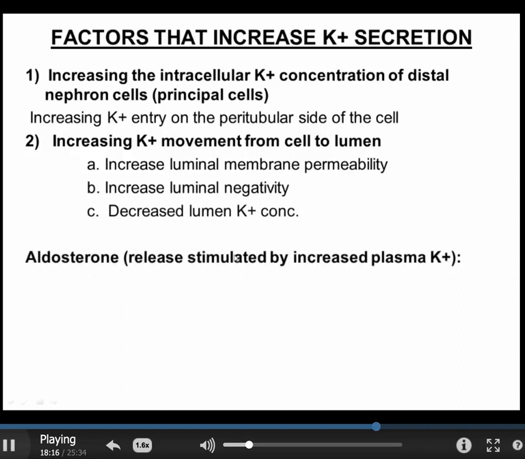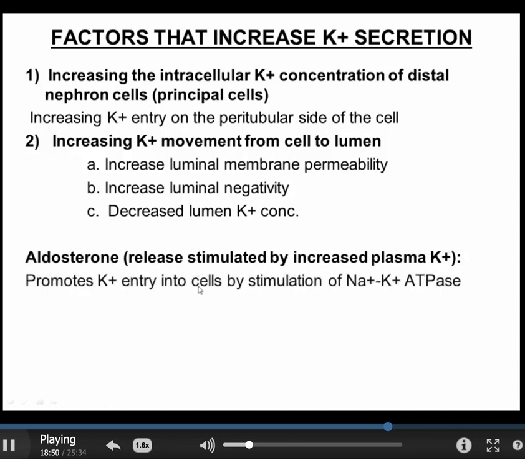Aldosterone is the major physiologic controller of potassium excretion. Aldosterone is made in the adrenal gland, and it's released into the plasma in response to a number of signals. We talked about how it controls sodium balance and how it's released in response to volume depletion. But another signal, which has nothing to do with sodium balance, is plasma potassium. And when plasma potassium increases, that also releases aldosterone into the circulation.